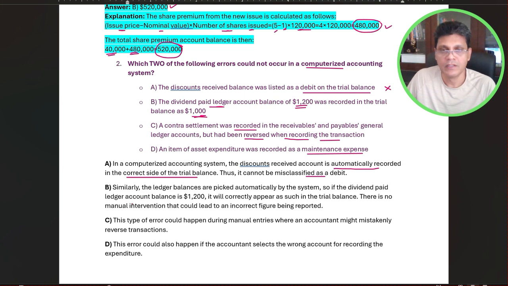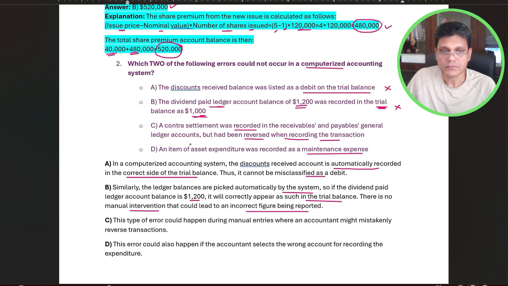The second one, similarly the ledger balances are picked automatically by the system. So you have a ledger balance of 1,200, this will automatically pass to the trial balance. Therefore if the dividend paid ledger account balance is 1,200, it will correctly appear in the trial balance. There is no manual intervention that could lead to an incorrect figure being reported. Whatever the balances in the ledger, that will be recorded in the trial balance automatically. So these kind of errors also cannot happen.